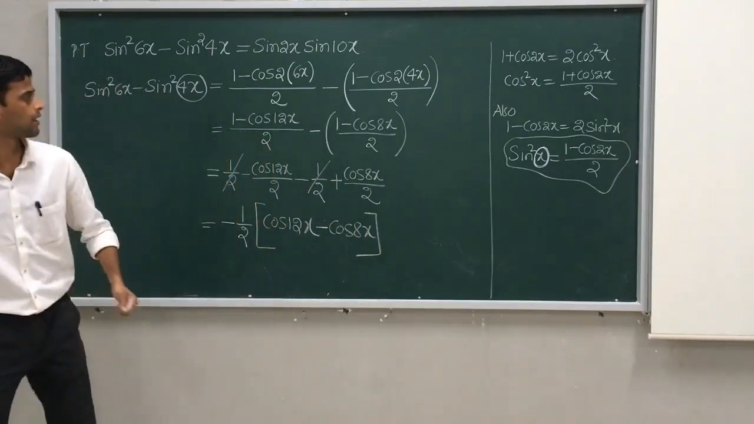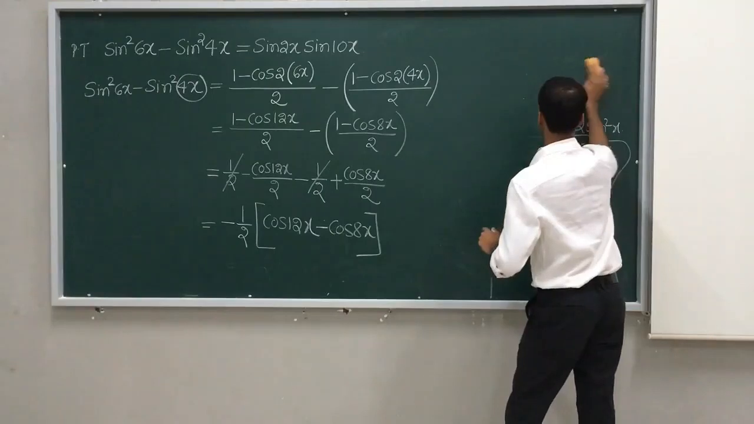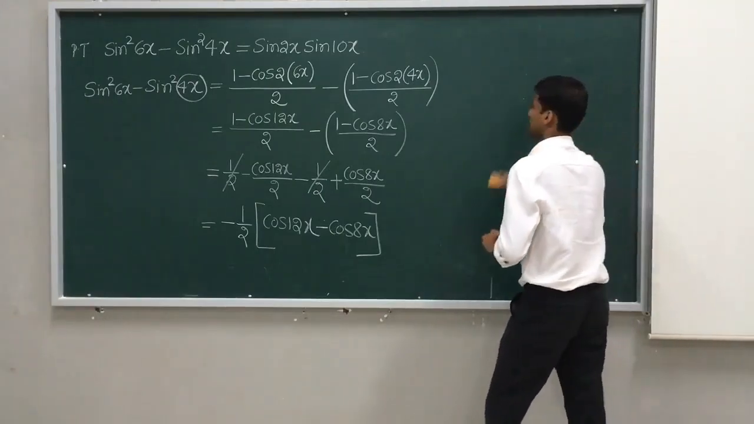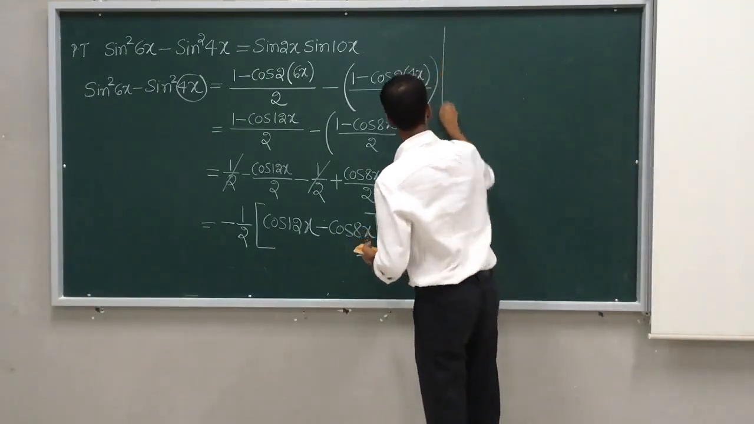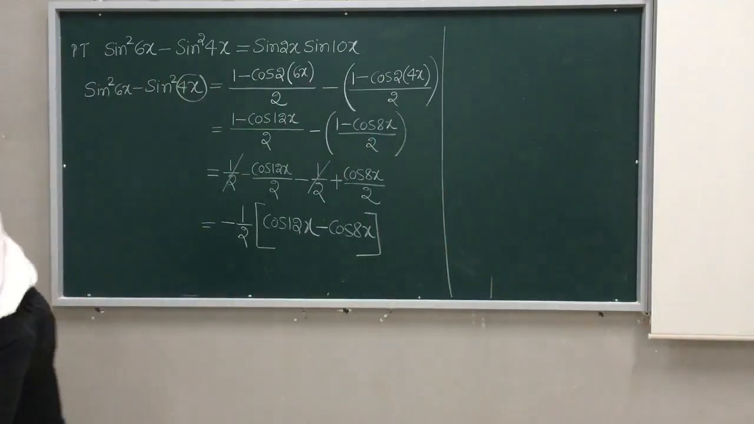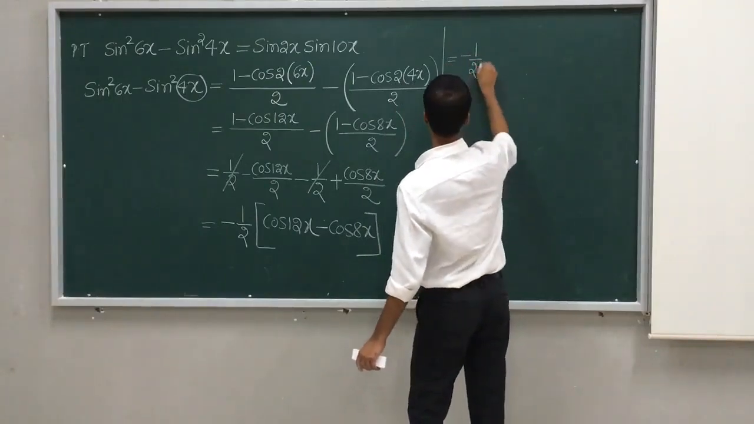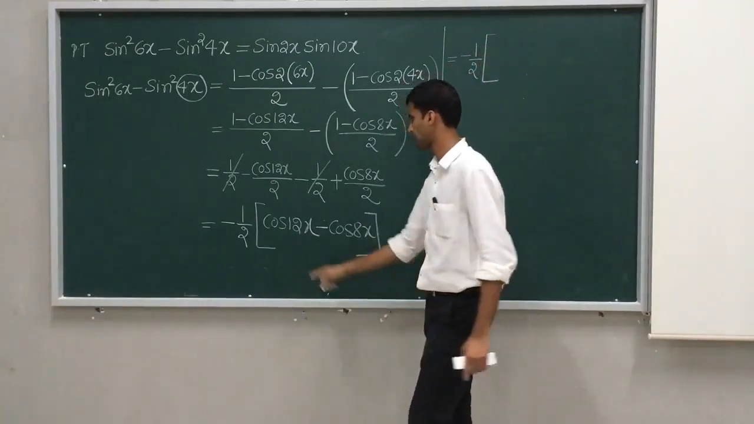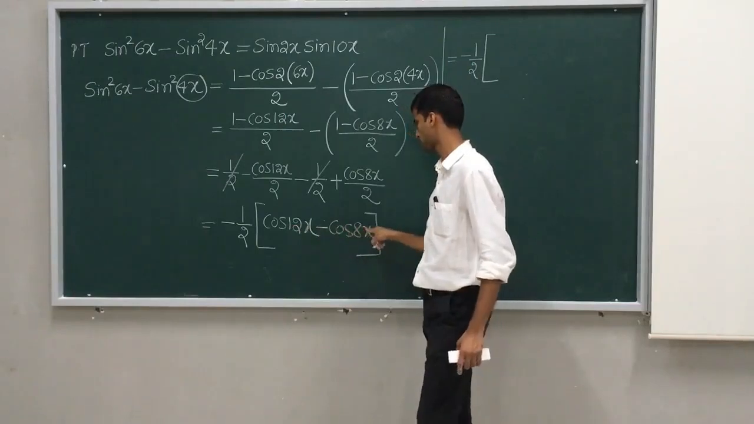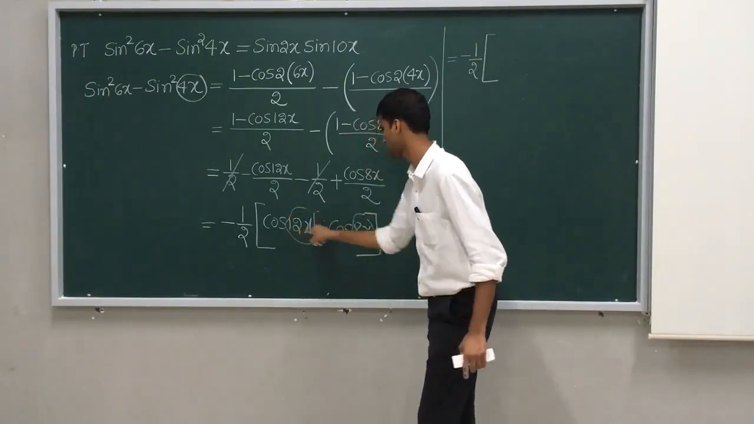Yes. Now because of less space, I am using this now. Let me check what will happen in this particular step. Now what will happen here is, it becomes minus 1 by 2 into cos x minus cos y. This is x, this is y. What is cos x minus cos y?